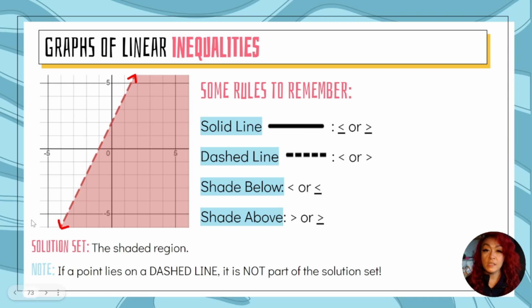Our solution set, remember that inequalities have a solution set, right? It's not just one solution, it's a set of solutions. Our solution set is the entire shaded region. But note, if a point lies on a dashed line, it's not part of the solution set, right? Because that dashed line indicates not equal to, meaning any point on a dashed line is not included in the solution set.